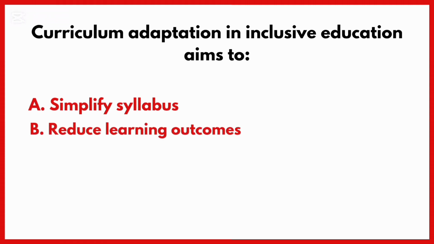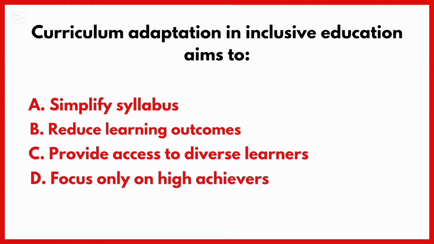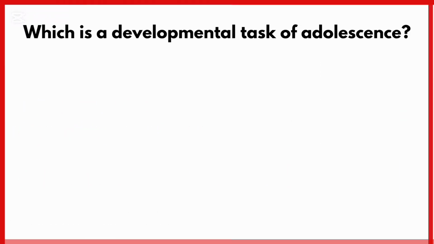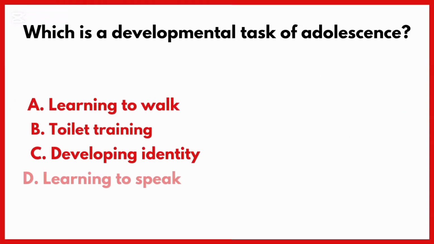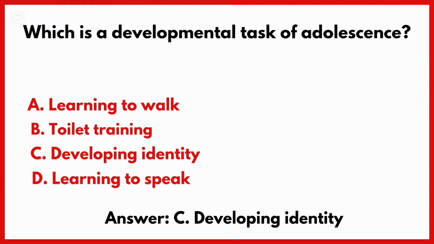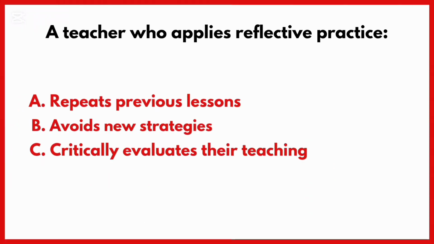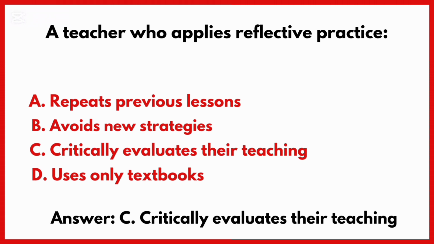Curriculum adaptation in inclusive education aims to. Correct answer is option C. Provide access to diverse learners. Which is a developmental task of adolescents? Correct answer is option C. Developing identity. A teacher who applies reflective practice. Correct answer is option C. Critically evaluate their teaching.